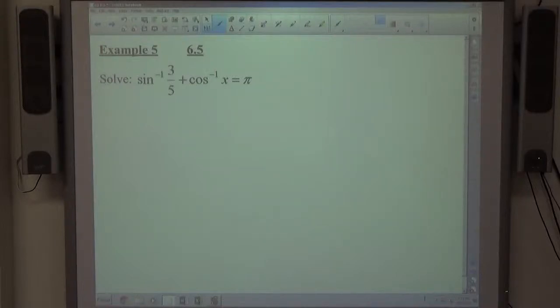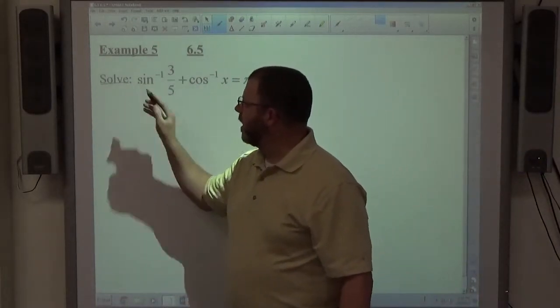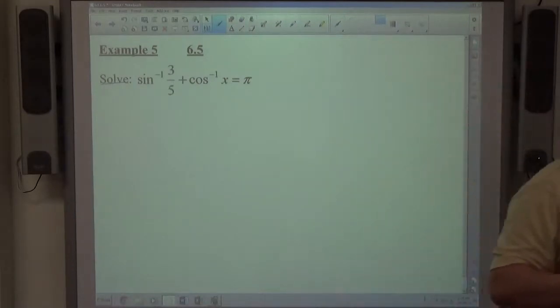Okay, example 5 is an inverse trigonometric equation. And what I want you to notice here is that we have an inverse cosine of x, and it does say solve. Anytime you see the word solve in any kind of math class, it means to get x equals everything else. That's what it means.